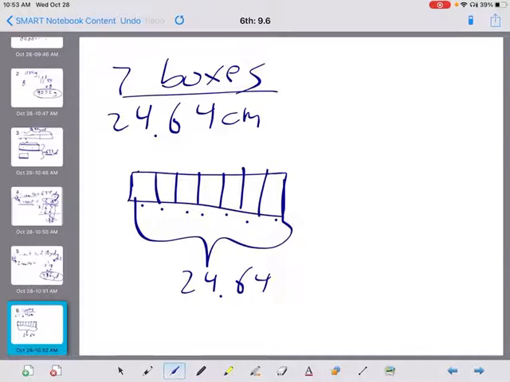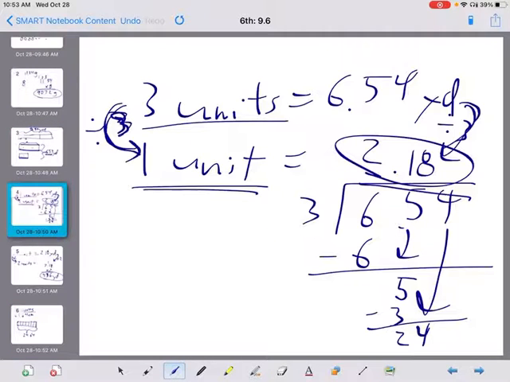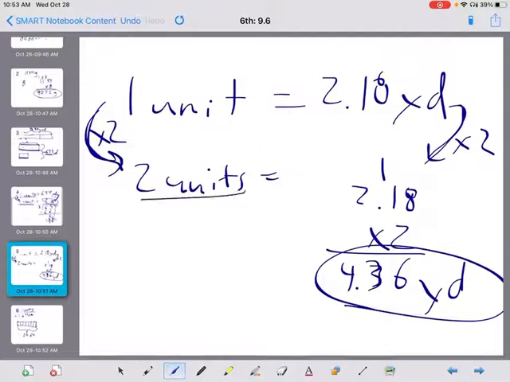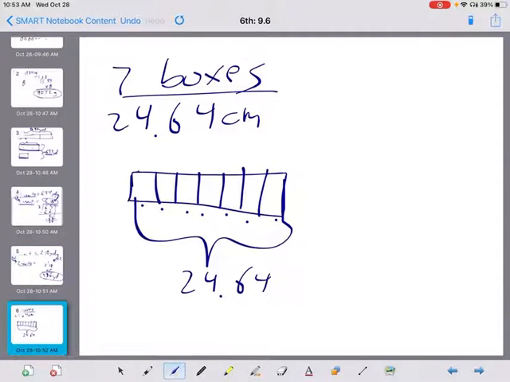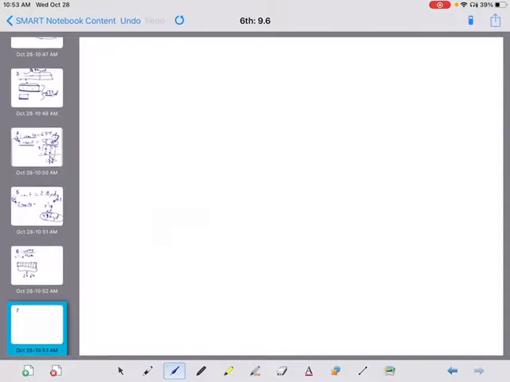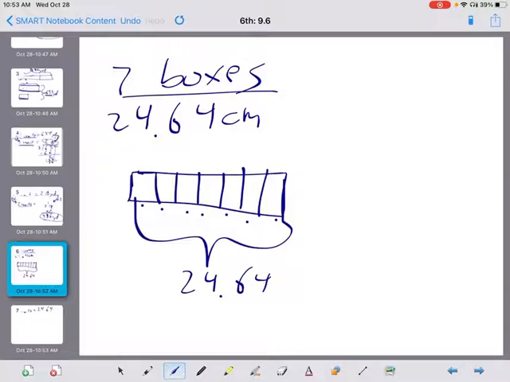So again, before, remember, I had 3 units, and I needed to find 1 unit, and then from there go to 2 units. So what am I going to do here then? I have 7 boxes, and I'm trying to get to how many boxes? Yes, 9 boxes. So you can kind of figure it out. If you've got 7 units equals 24.64, you're going to have to do what to find out what one of these is, and then figure out when you're adding 2 additional boxes on.